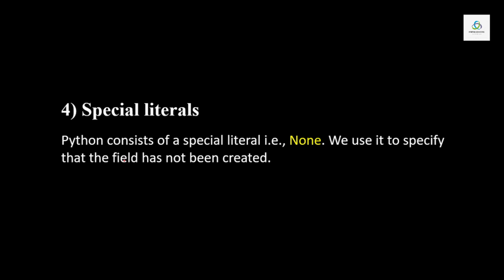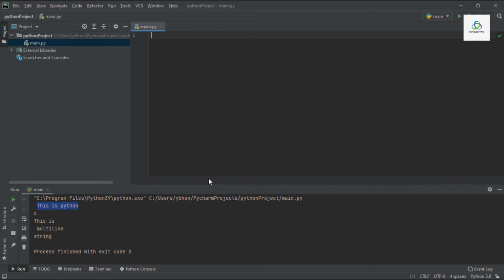Now, the fourth type is special literals. Python consists of a special literal, that is None. None is one special literal and we use it to specify that a field has not been created. For example, I will declare a variable val1 having value 10. Now I will declare a variable val2. But currently I don't want to give any value to val2. So I will use that special literal, None. None means no value is assigned to this val2.